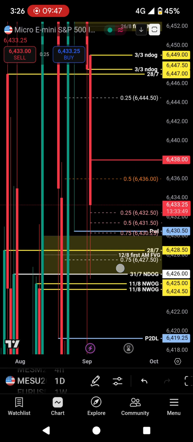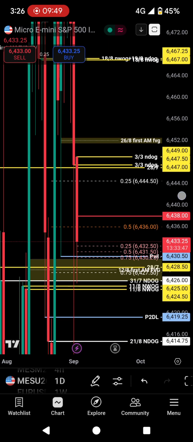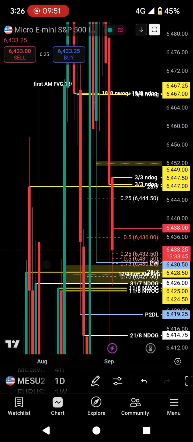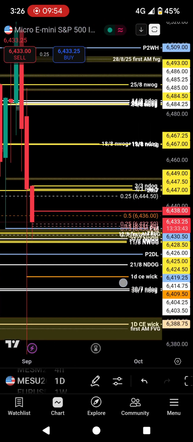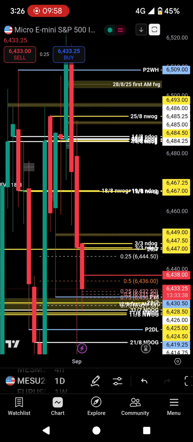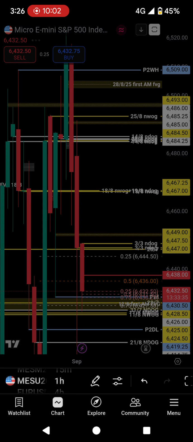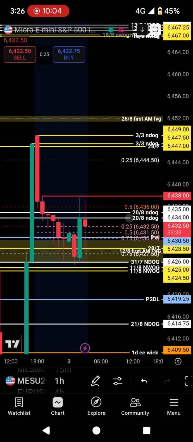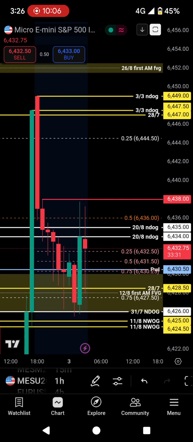Let's see how it looks on the daily chart. Okay, so basically on the daily chart right now, does it feel like it's trending to me? No, it feels like consolidation kind of price action. So be patient. Nothing to worry about. We still got time.